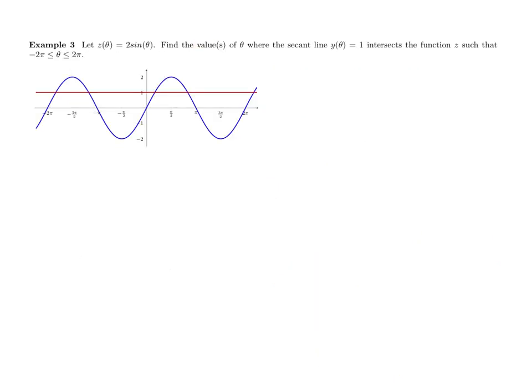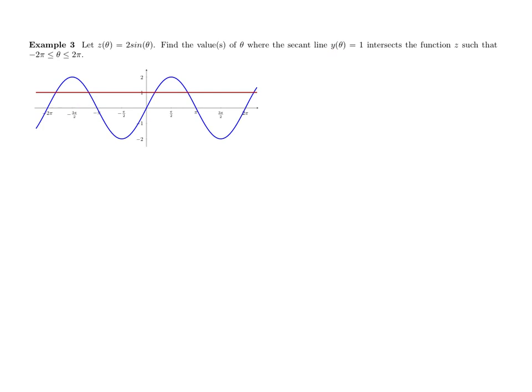Okay, so we've solved a couple of equations using quadratics. What about a trig function like this one? Let z of theta be 2 sine of theta, and that is this graph here. It's a sine curve. It goes forever in both directions, and it has a period of 2 pi. Starts here, ends here, and it's this cycle that is copied and pasted in both directions.